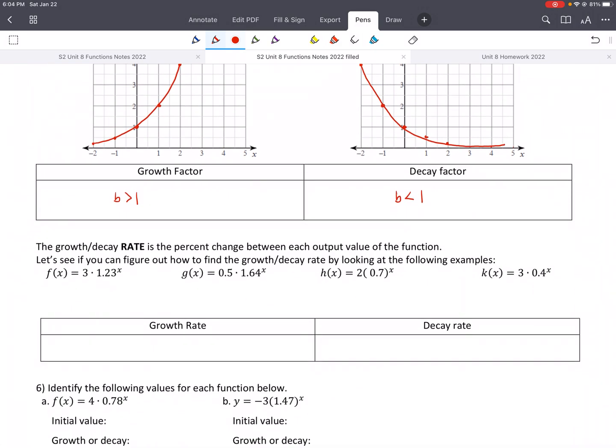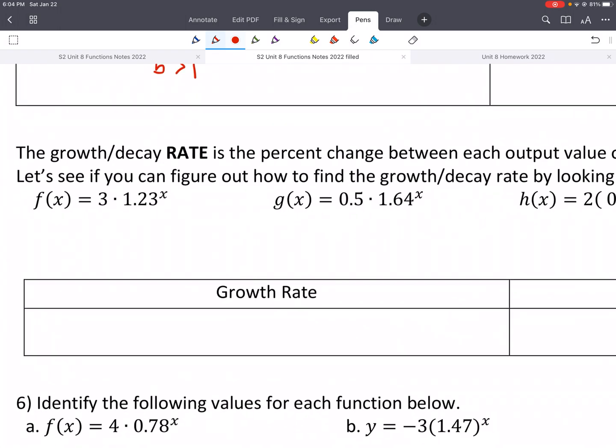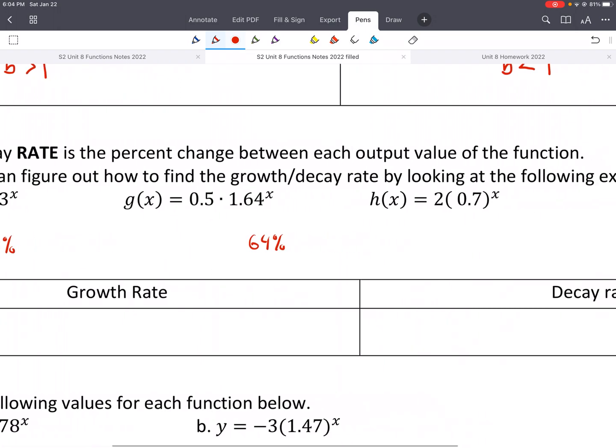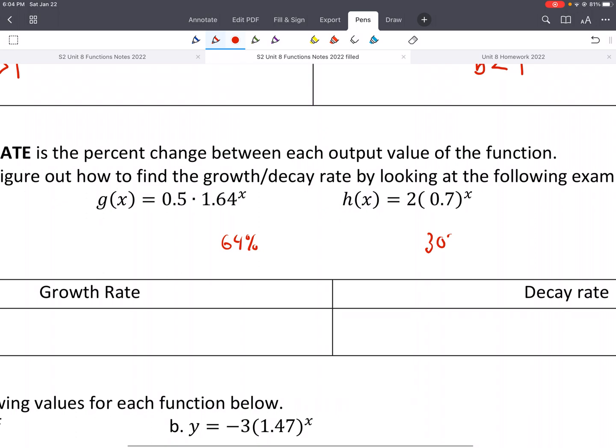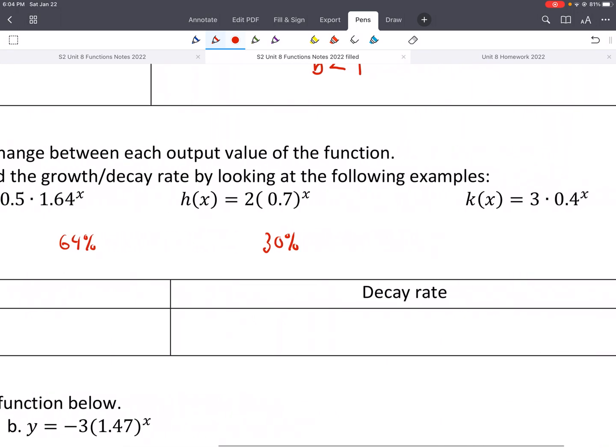So rates is a percentage change between each output. So basically let me write this down and see if you can figure out what the rate is. Or I'm going to tell you what the rate is. You're going to write down how we come up with that. So the rate here is 23%. The rate here is 64%. The rate for H is 30%. And then here the rate is 60%.